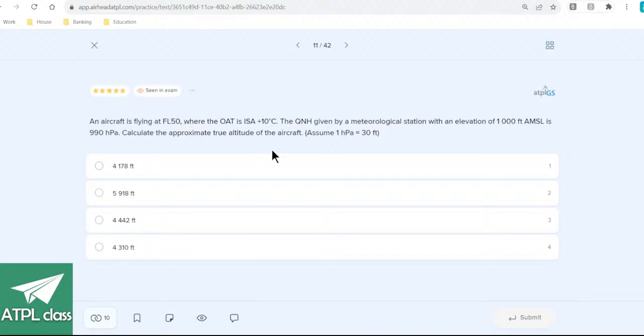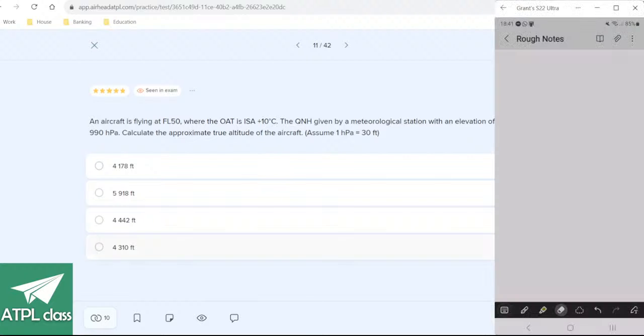Okay, so flight level 50. Draw the picture whenever there are these sort of questions. So, do we have any QNH corrections? We do. 990 is up here. Right, so let's just draw it out. We're at 5,000 feet according to 1013. That's flight level 50. Fine.